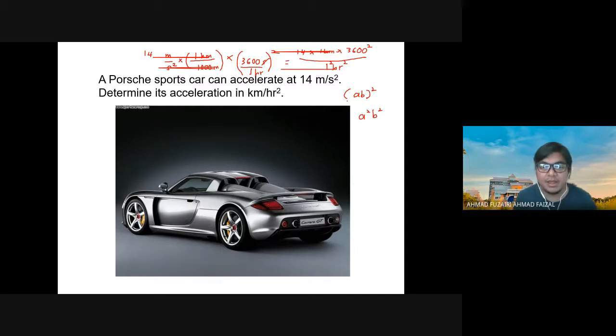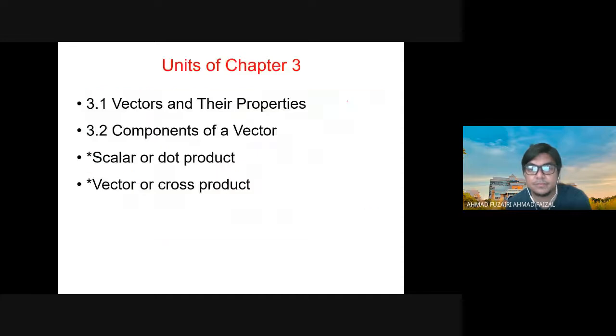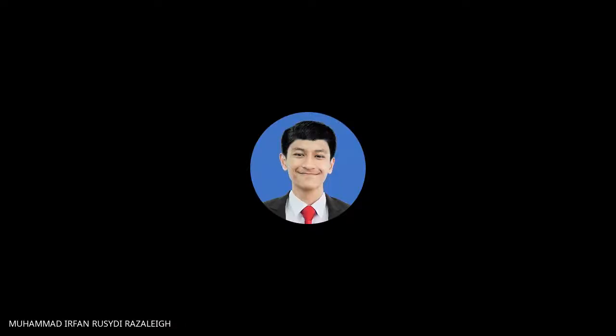Okay, for those who are having a problem, balik ni cuti hujung minggu ni, tolong refresh balik how to do the unit conversions. Okay, alright. So this is another example. Alright. Do you have any questions so far? No, sir. Before we go to the vectors. Okay, ada orang tanya sekejap.